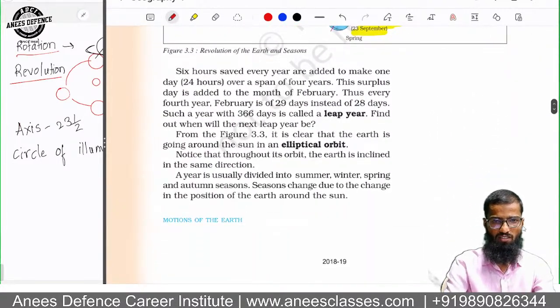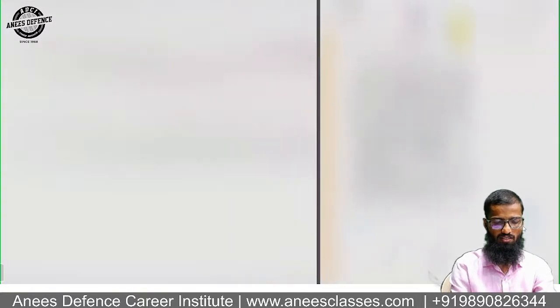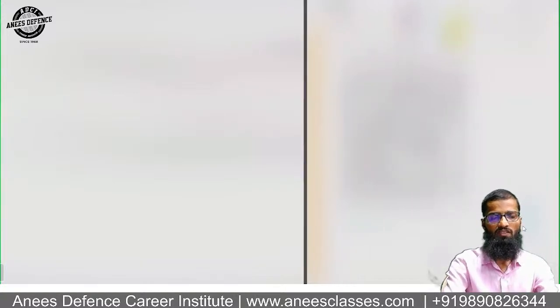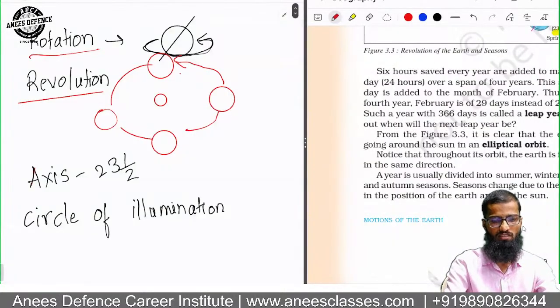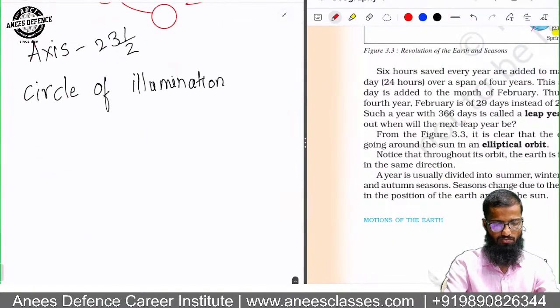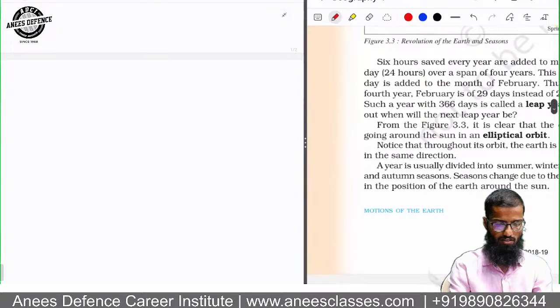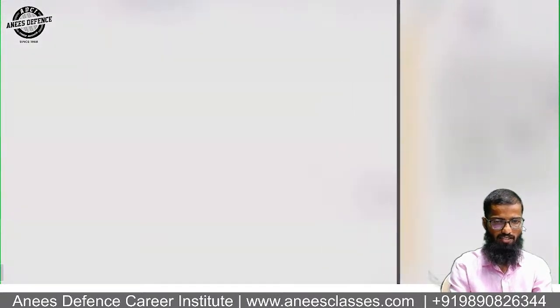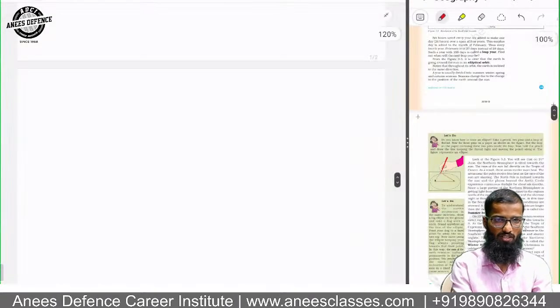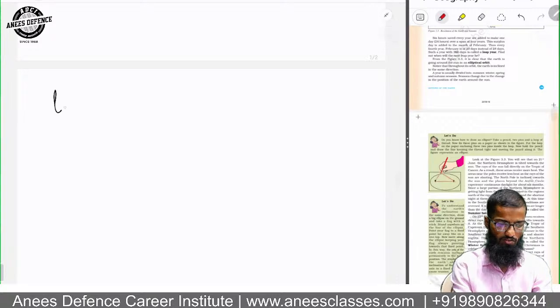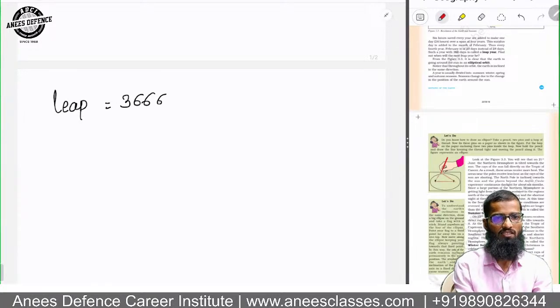So what is a leap year? You might know that normally we have 365 days. We have 365 days in a year. But there is a calculation behind it. In a leap year, you have 366 days.